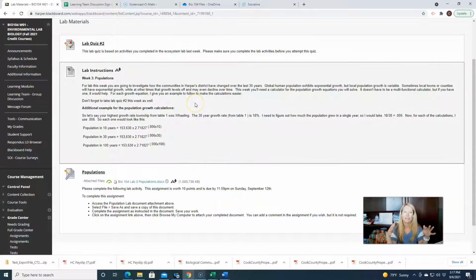But again, the idea here is we're going to look at population growth in the Harper College District, so the communities that make up Harper's district, we're going to look and see how they have changed over the last 30 years, and we're going to calculate rates of growth, for example, figure out which communities are growing the fastest, which are growing the slowest, and those types of things. Again, it's something that all of you are completely capable of doing. It's not difficult, but it does take a little bit of time to get through these problems. So please make sure you give yourself plenty of time this week to work through these problems.